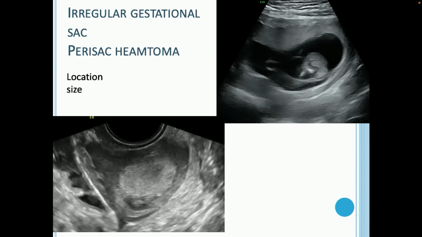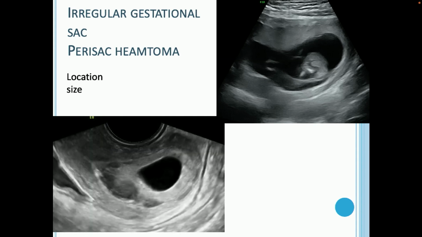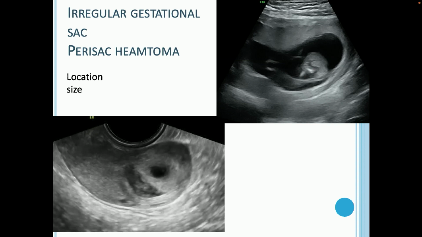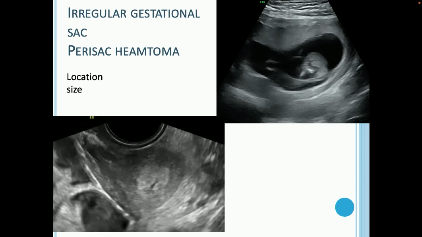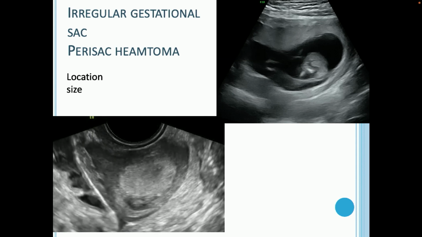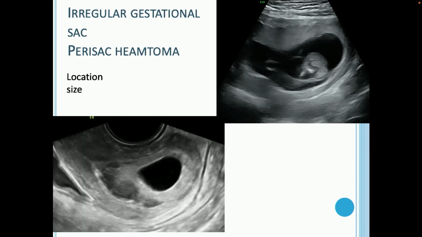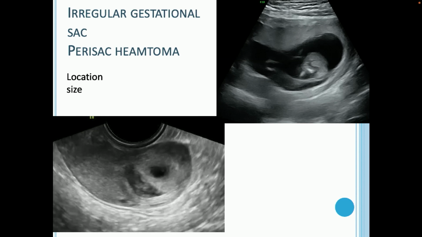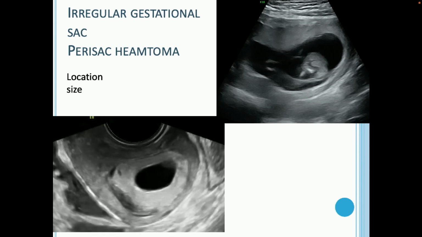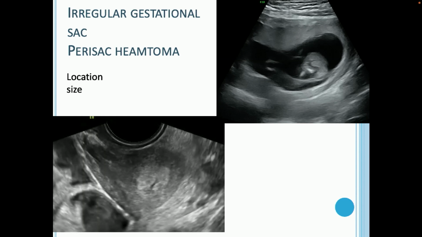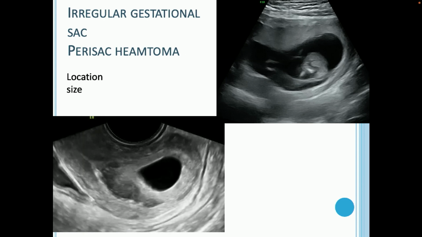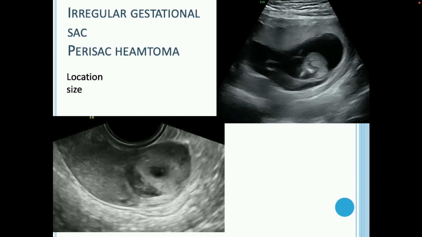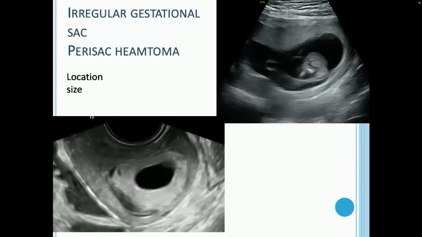The diagnosis is perisac bleed, but it is not a threatened abortion. No, we have to wait and watch. It may not grow at all, or it may result in any of the chromosomal abnormalities. But we have to wait and watch, only then we can say what happens to it. But it only says prognosis is poor.